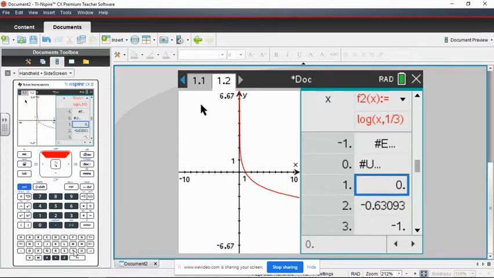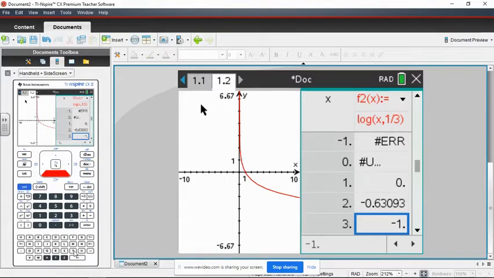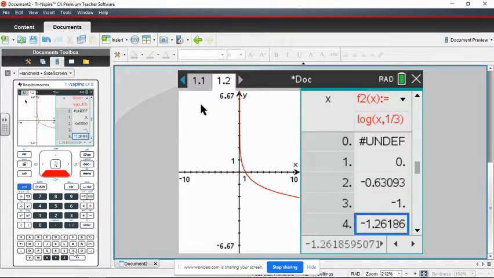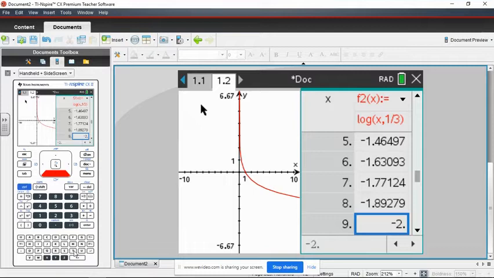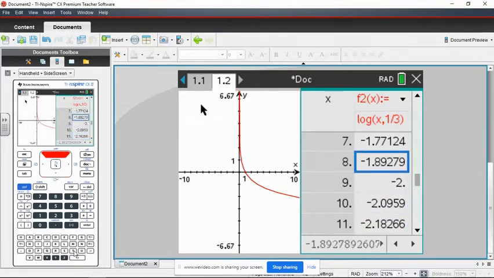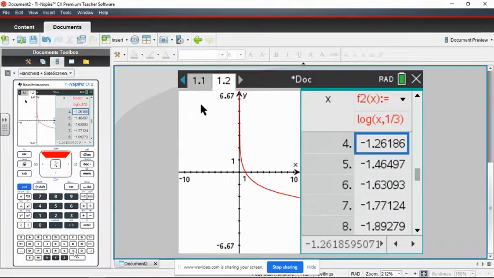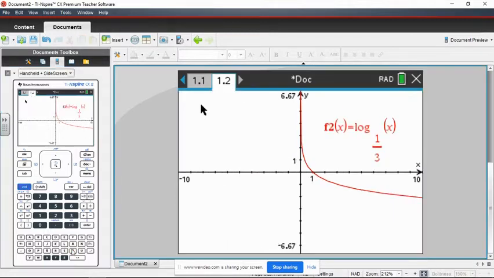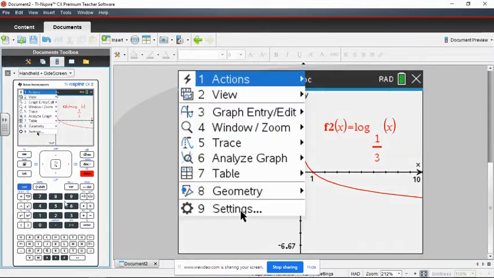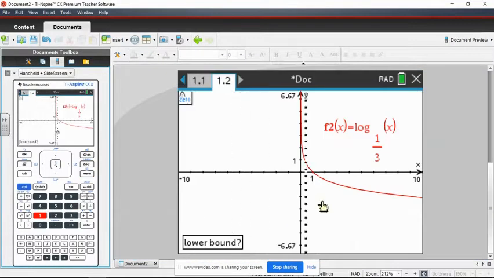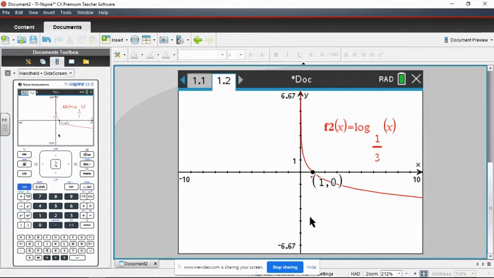I have 1, 0. I have 3, negative 1. And I keep going until I have another good point, 9, negative 2. And then after that, there's nothing else I can graph. I'm also going to find the x-intercept as well. I'm going to hit menu 6, 1. Go to the left, boom, right, boom, 1, 0.